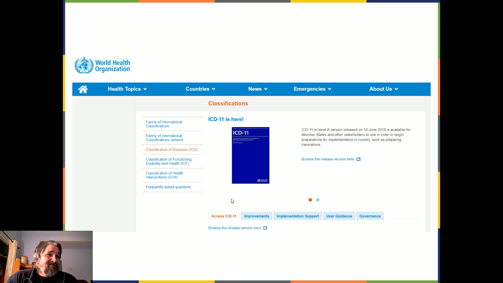Okay, so the World Health Organization works with the International Classification of Disease. Let's see, ICD-11 is here. So this is where the World Health Organization has a coding system for everything. And here is the specific classification code scheme for disease.